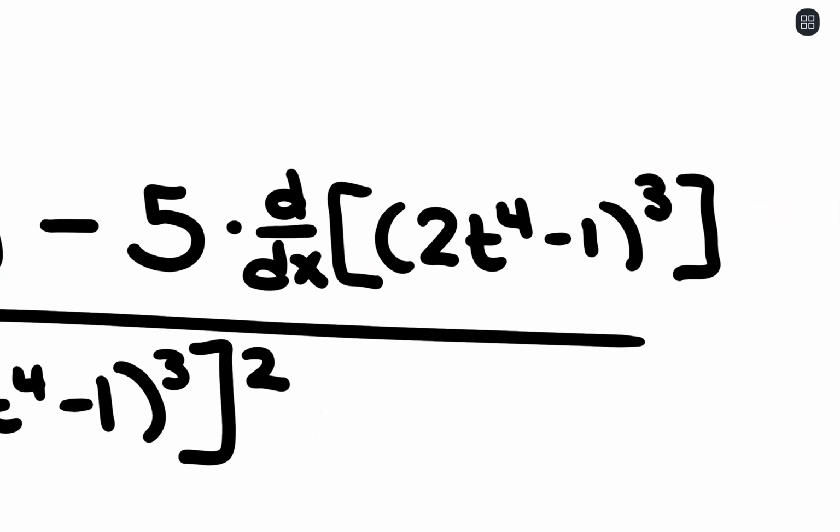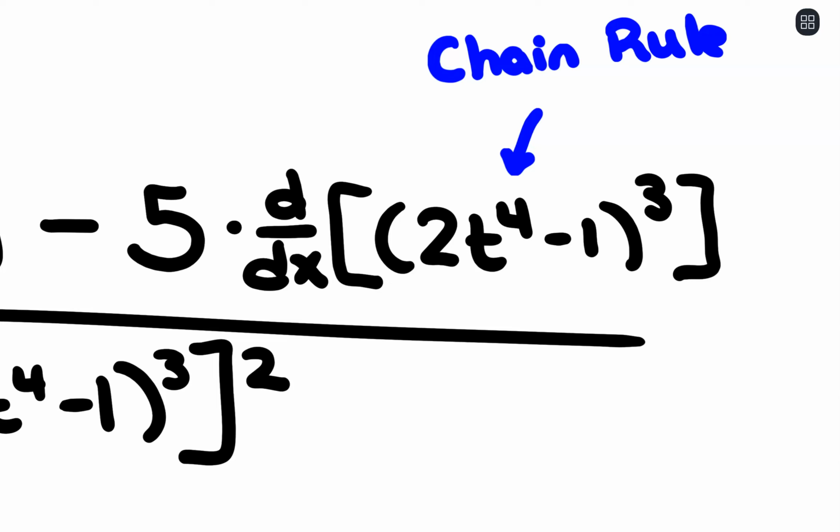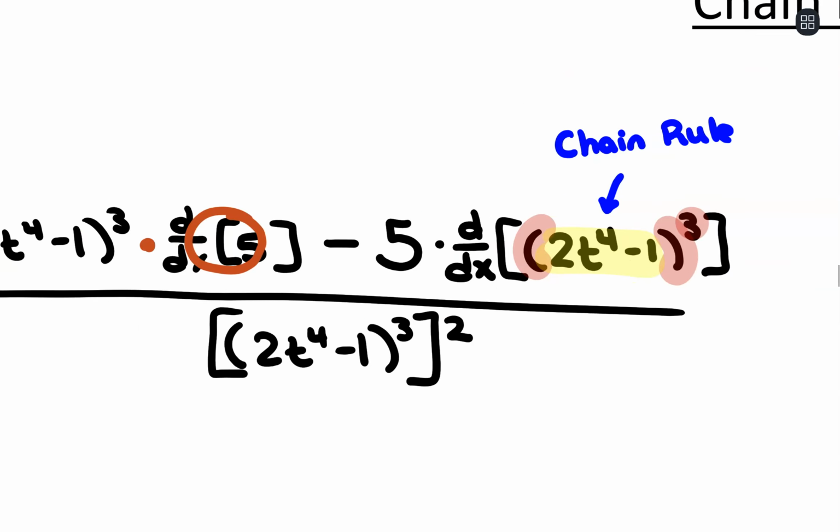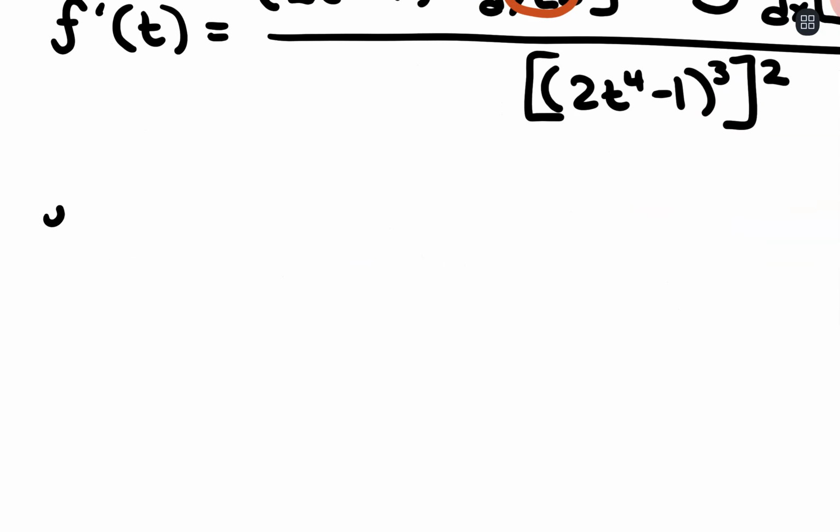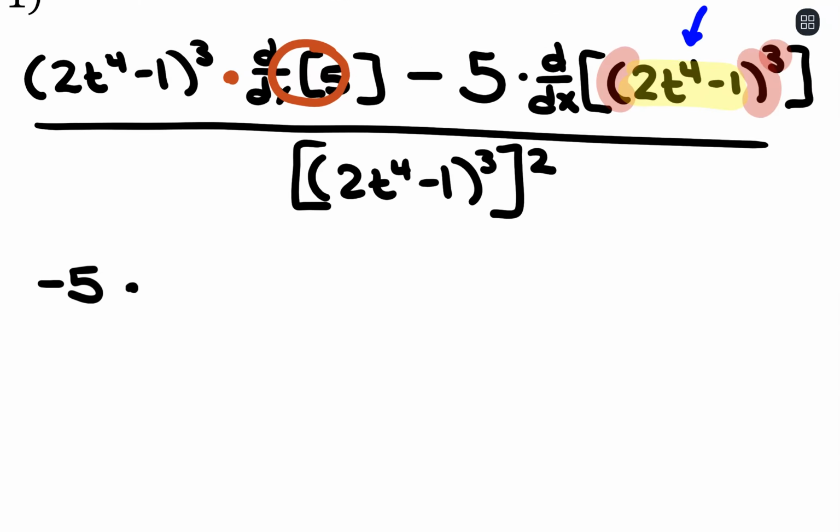So negative 5 times the derivative of 2t to the 4th minus 1, all in parentheses, raised to the 3rd power. And right here, we're going to need to use the chain rule, because we have this outside function raising something to the 3rd power, and this inside function doing 2t to the 4th minus 1. So what I'm going to do is take the derivative. I have this negative 5 times, and now I'm going to take the derivative using the chain rule.